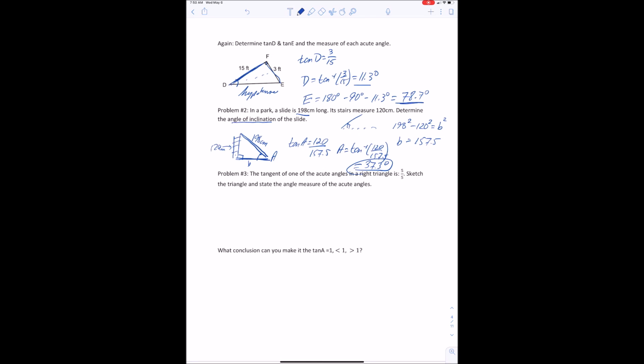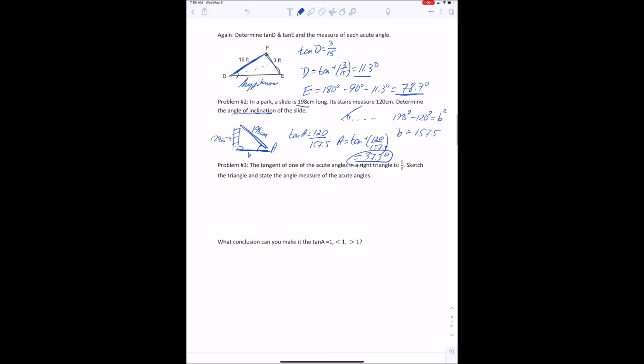This next one says that the tangent of one of the acute angles in a right triangle is 5 over 5. So let's go back to our definition of tangent. The tan of an angle is the opposite side length over the adjacent side length. And in this case, it turns out to be 5 over 5. So let's draw that. Let's call this angle A. Its opposite is 5, and its adjacent is 5. So what does that tell me about this triangle? Well, it tells me it's an isosceles right triangle.